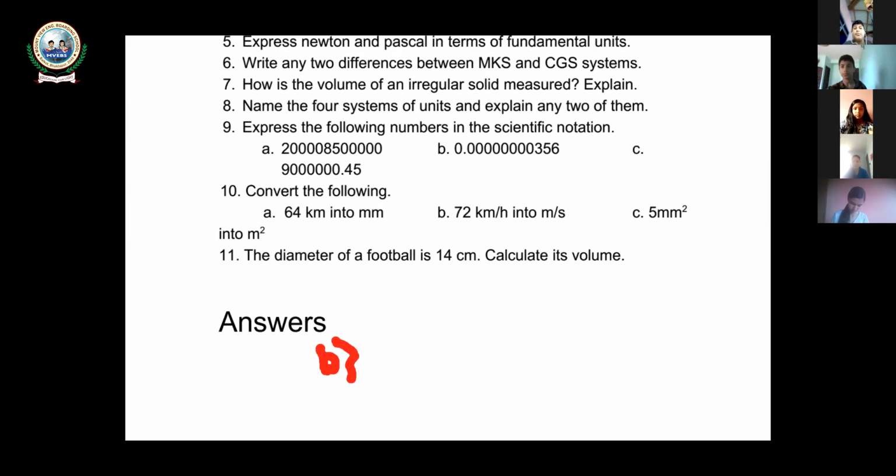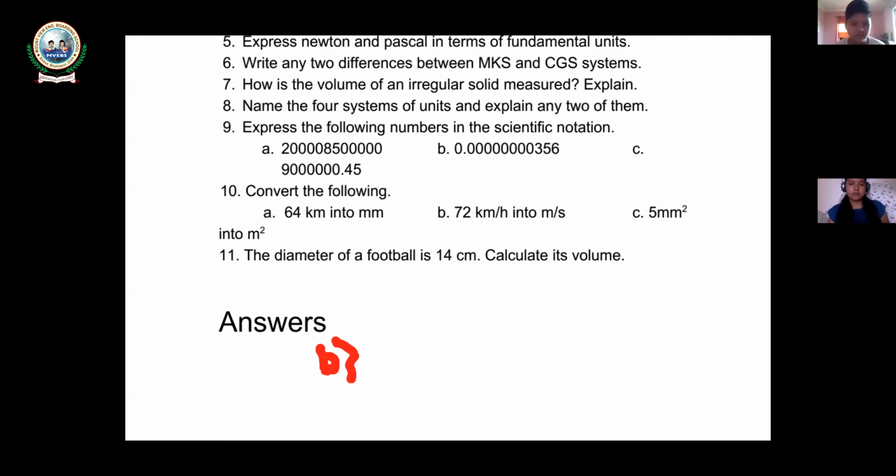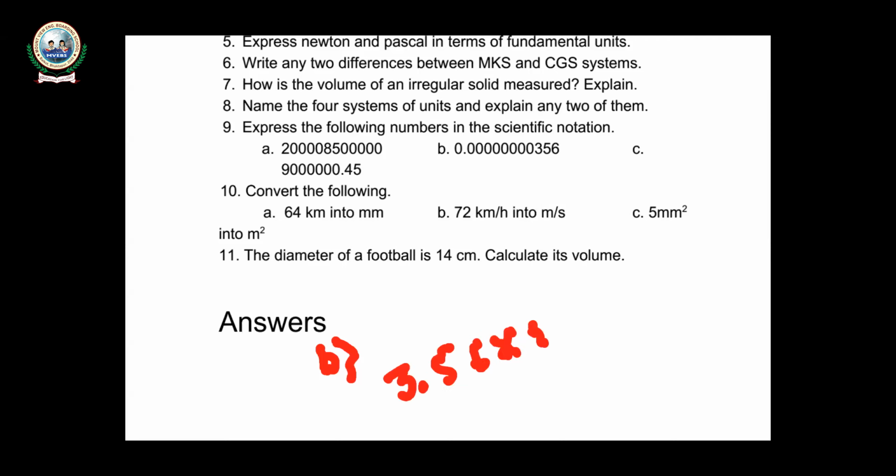If we shift the decimal just after 3, then up to 3 there are 9 digits. So obviously the answer will be 3.56 into 10 to the power minus 9. The decimal is shifted to the right side and each digit counts negative 1. Finally, when we go up to 3, there are 9 digits, so it is minus 9.